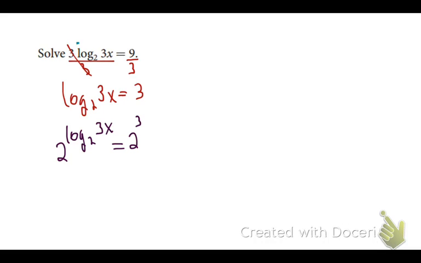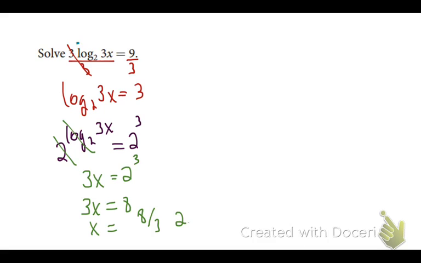So again, like we did before, this base 2 and this log base 2, what do they do to each other? They cancel each other out, and all we're left with is 3x. Over here we have 2 to the third power, which is 8. So we have 3x equals 8, or x would be 8/3. So 2 point something? 2.6, 6 repeating. So we do 2.667.